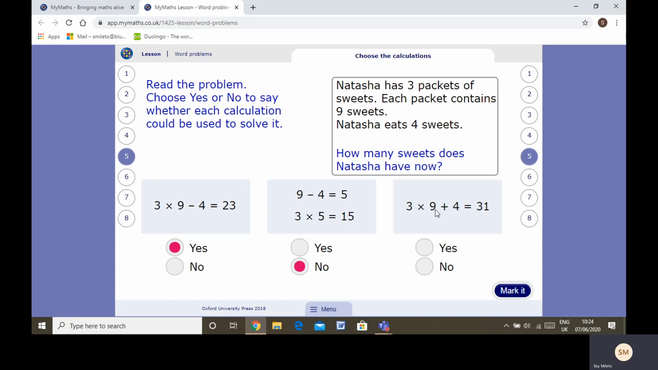Here we've done 3 times 9, that's brilliant. But then they've added on 4. But how can Natasha get 4 extra sweets when she's eating them? So this one cannot be right either.